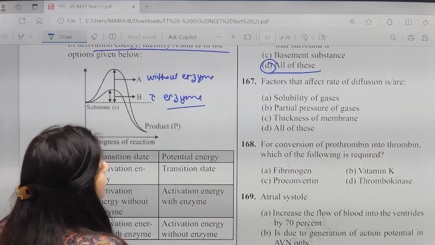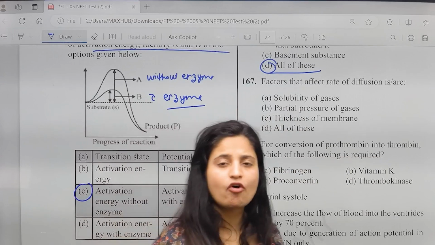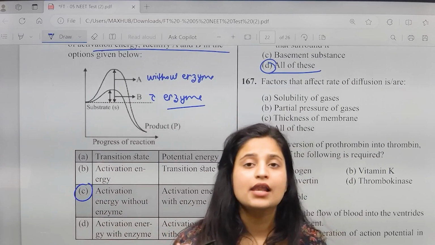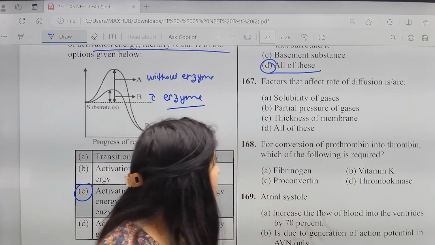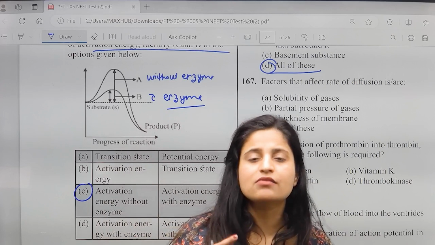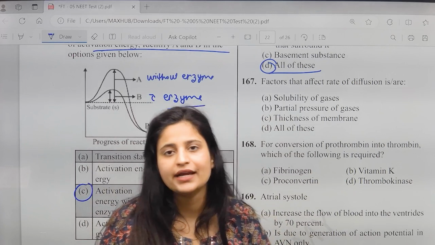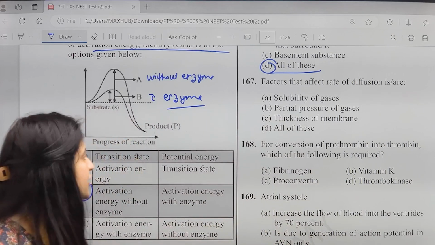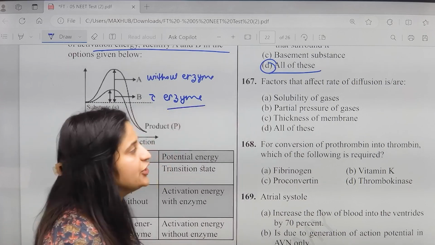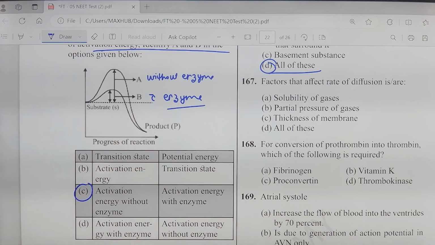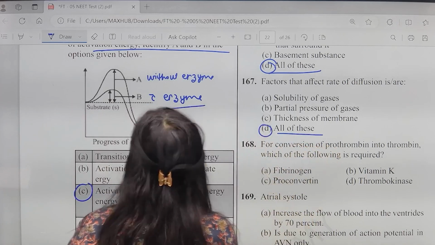Factors that affect the rate of diffusion. Solubility of gases, very obvious, because if some gases have less solubility in lipids, it takes time. Okay. Next, the partial pressure of gases, because gases move from high pressure to low pressure. If a body has low pressure inside it, how are the gases going to be exchanged? The next is thickness of membrane. The more the thickness, the more difficulty in exchange of the gases. So all these options are correct with regard to the factors. The correct option is D.